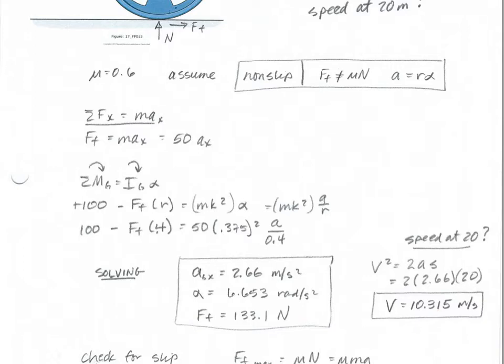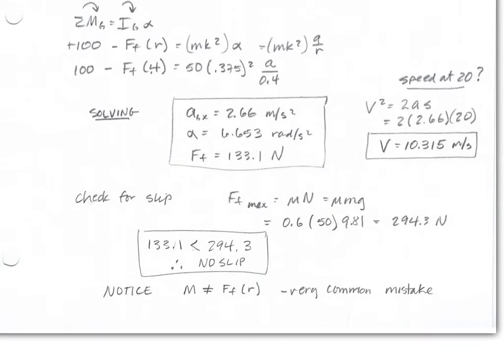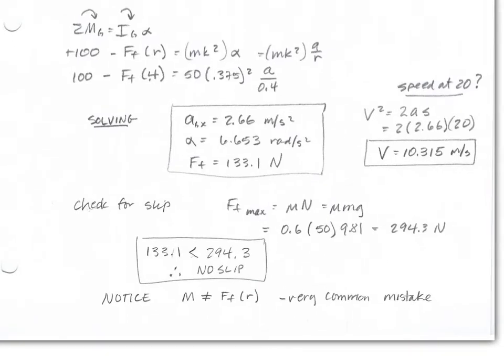Now it's important then to check to see if our assumption about not slipping was correct, and we do that by comparing the force of friction to the maximum force of friction which would occur if it was slipping. If it was slipping, we would know that the force of friction maximum is equal to mu normal. In this case it's mu mg, and we could say that the force of friction cannot be greater than 294 newtons. What we solved for in our equation was 133, which is less than 294, so we can assume that no-slip was valid and that our beginning assumption was correct. In other words, we have confirmed that there is no slip.